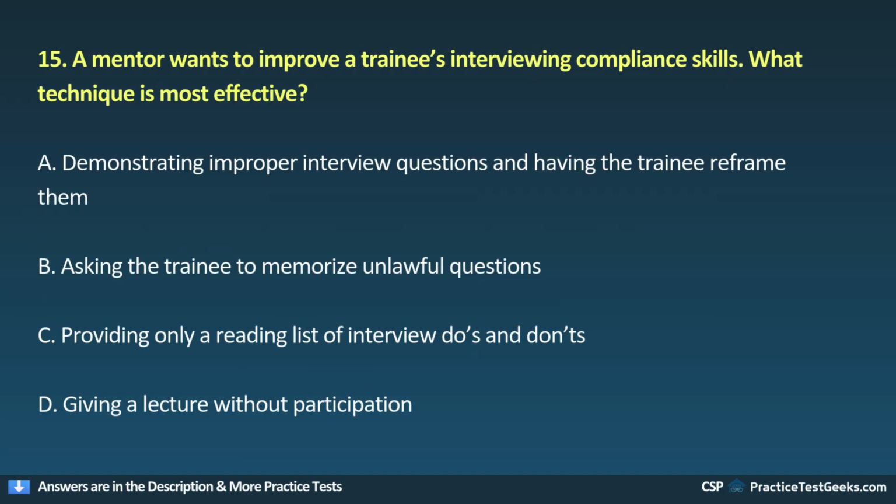15. A mentor wants to improve a trainee's interviewing compliance skills. What technique is most effective? A. Demonstrating improper interview questions and having the trainee reframe them. B. Asking the trainee to memorize unlawful questions. C. Providing only a reading list of interview do's and don'ts. D. Giving a lecture without participation.